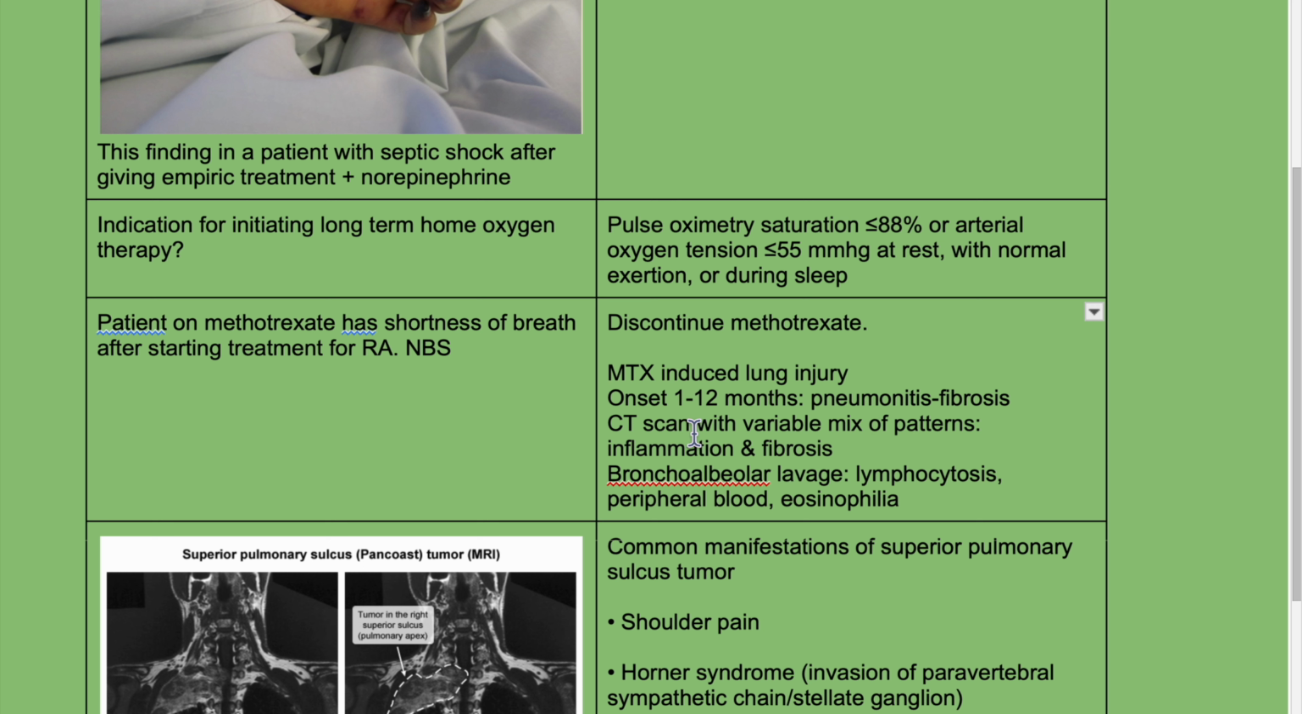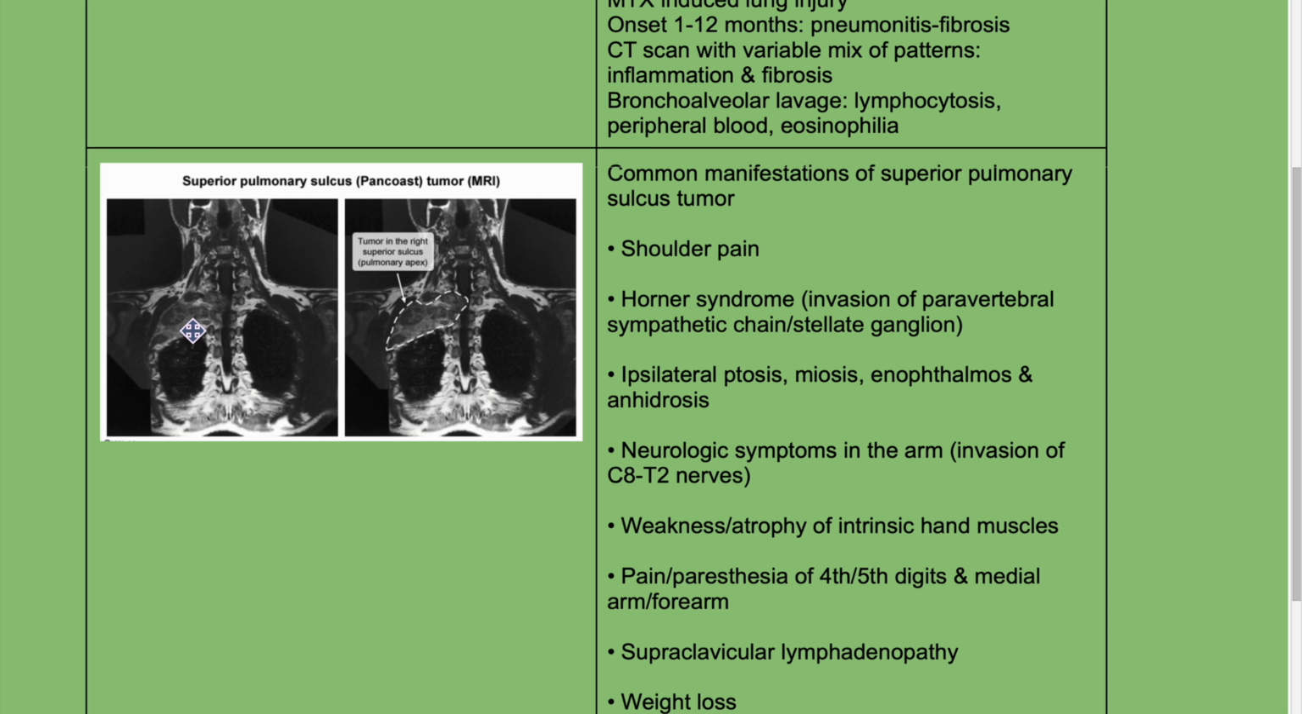So this thing right here, this is a superior pulmonary sulcus tumor or Pancoast tumor. This is what it looks like on MRI. Okay, tumor in the right superior sulcus, pulmonary apex. Okay, so that's the odd finding right there.